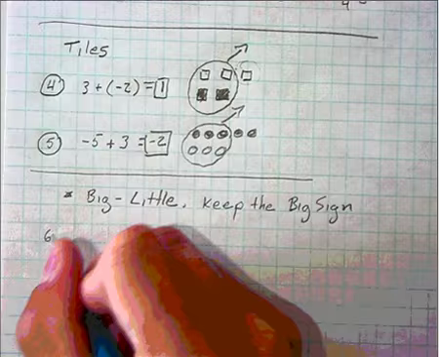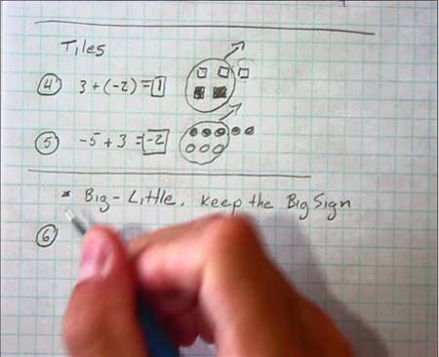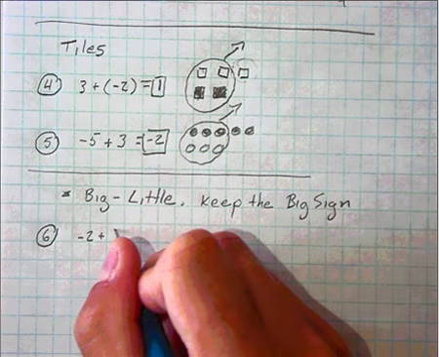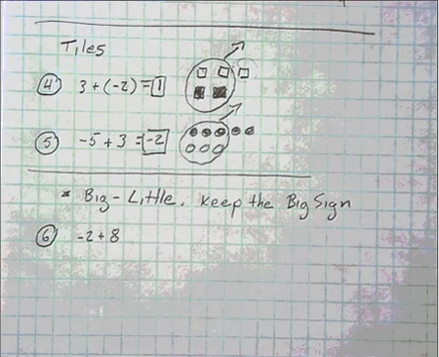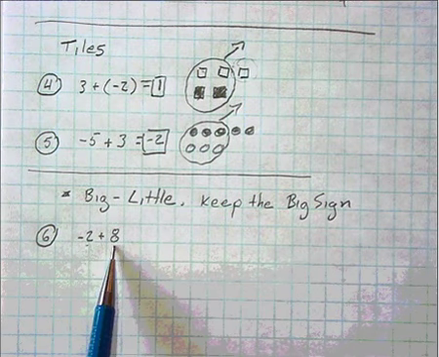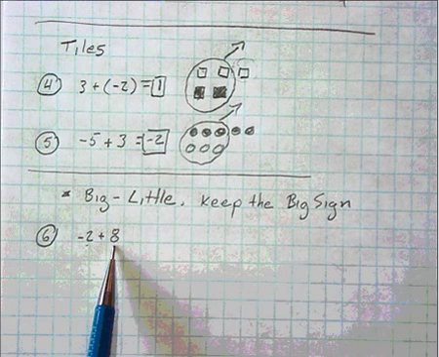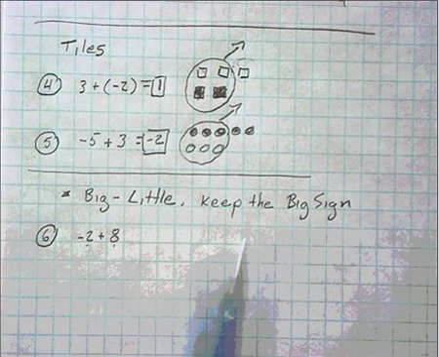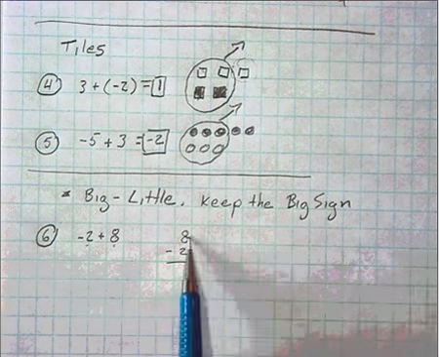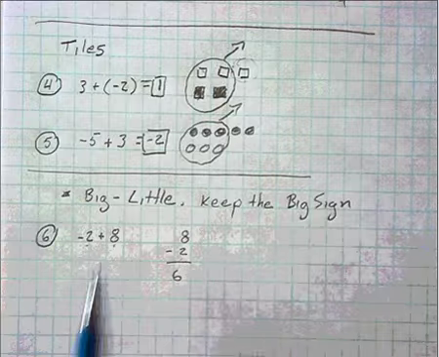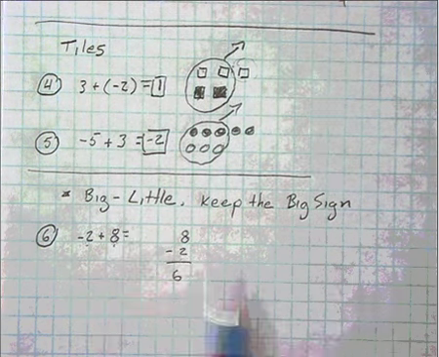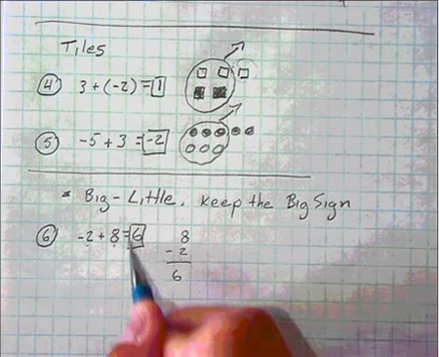For example, if I have a -2 and I add 8 to it, the absolute value of -2 is 2. The absolute value of 8 is 8. So you're going to take the bigger absolute value, which is 8, subtract the smaller absolute value, which is 2. 8 minus 2 gives me 6. And then I use the sign of the larger absolute value, which is 8, which is a positive number. So your answer there is 6.